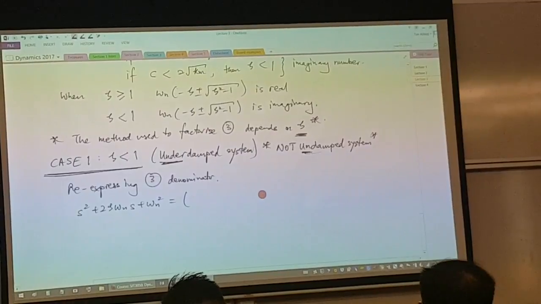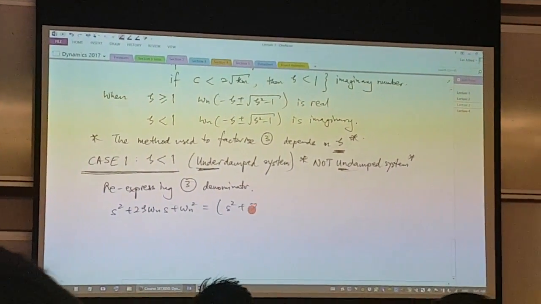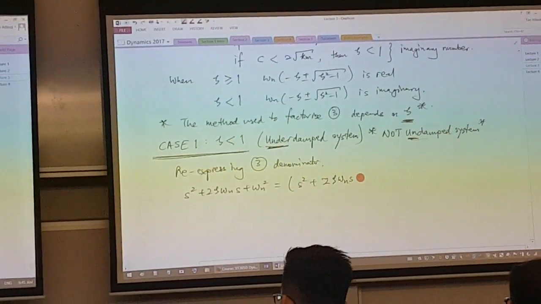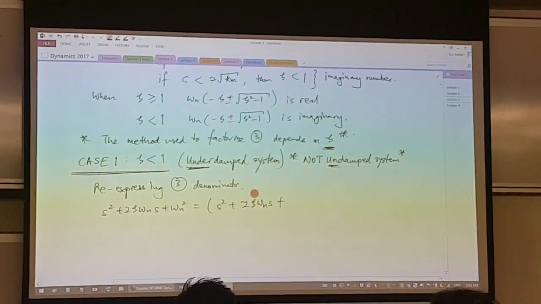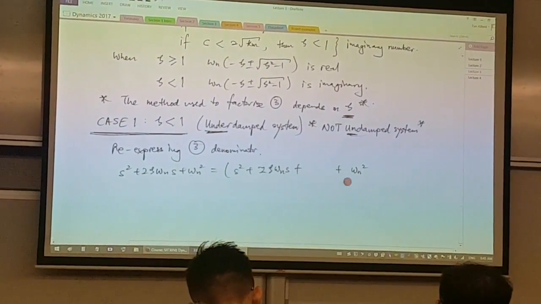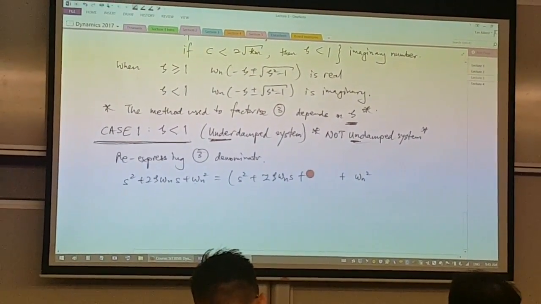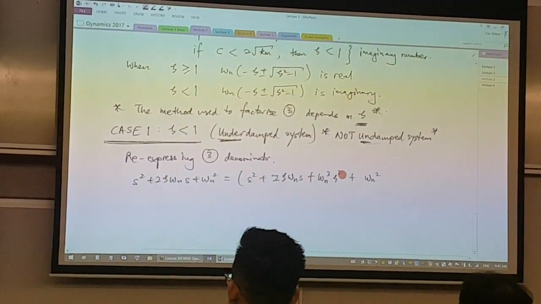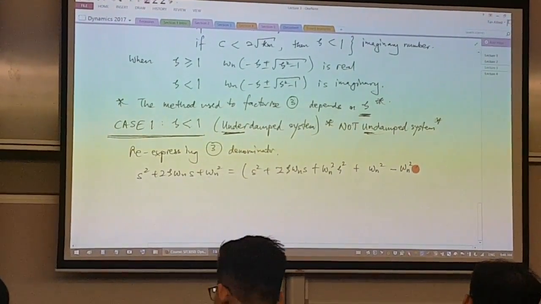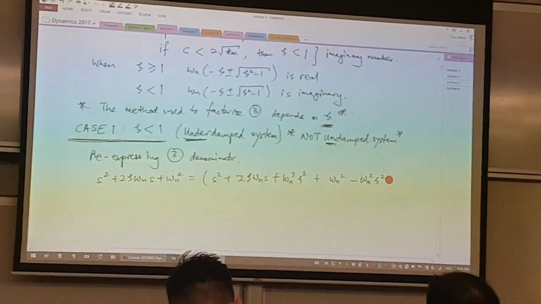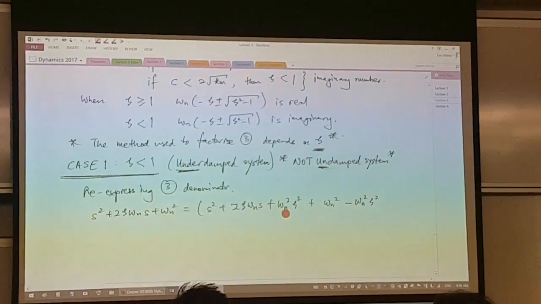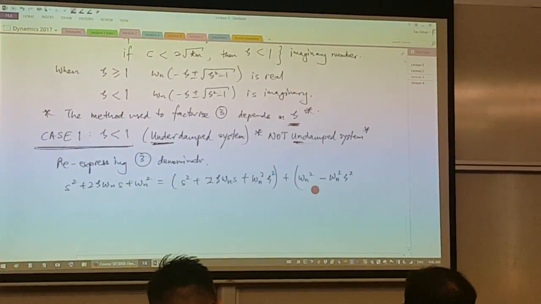I'll break it down into s squared plus 2 zeta omega n s. And I'll add a term to it. I'm going to copy down this plus omega n squared, right? So I'm going to add a term to it. This term is omega n squared zeta squared. If I were to do that, then I need to minus that same term, omega n squared zeta squared. Why do I add and minus this funny term? Later on, you'll be able to see why. So now I can split it up that way.